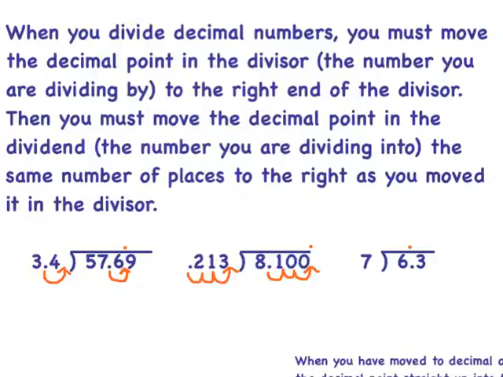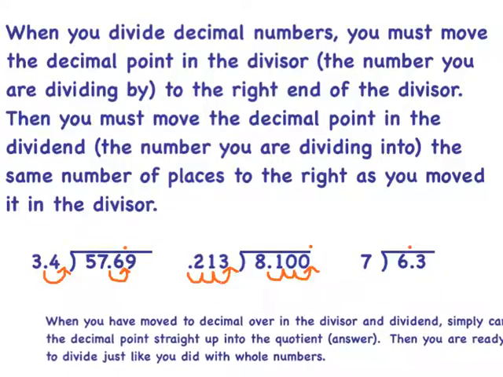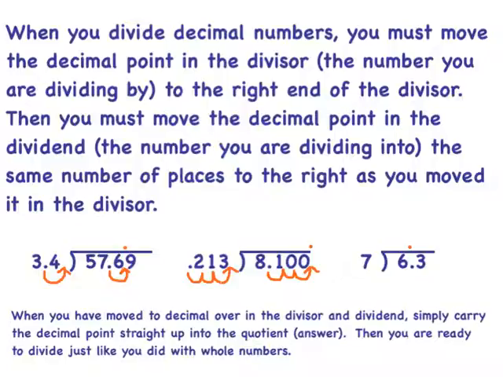And you move that to the right of the divisor. So we're going to move it to where it's basically out of the way. And then you must move the decimal point in the dividend, the number underneath, the same number of places to the right that you moved your divisor. And then, once you have moved the decimal over in the divisor and the dividend, all you have to do is carry it straight up into your quotient, or your answer, and then you're ready to divide just like you would with the whole number.